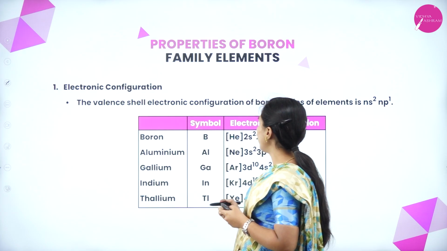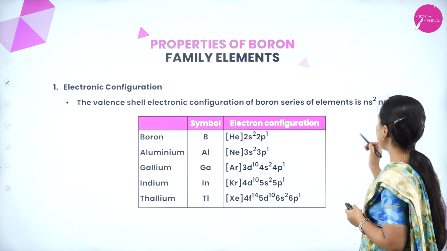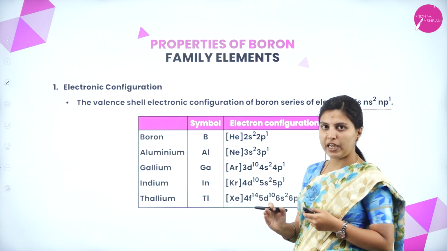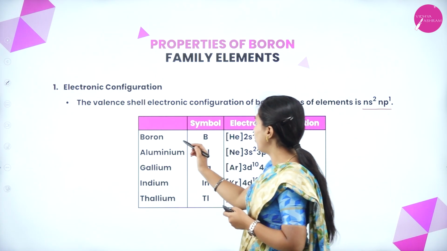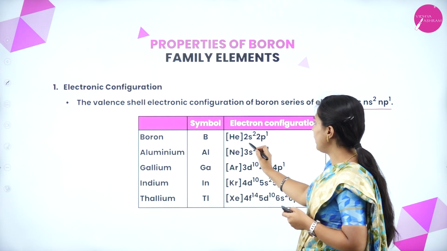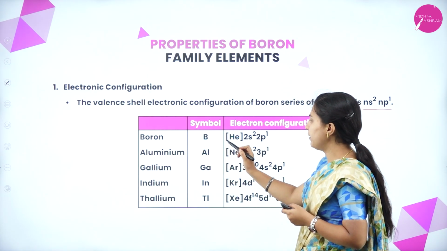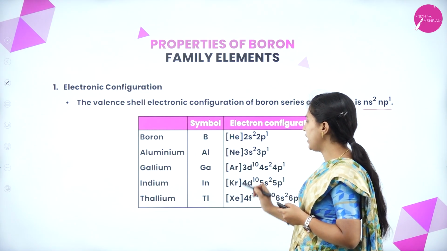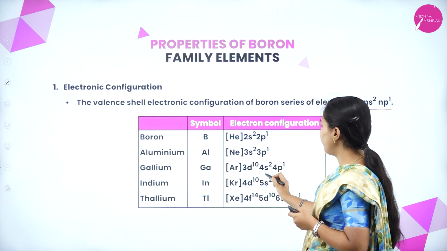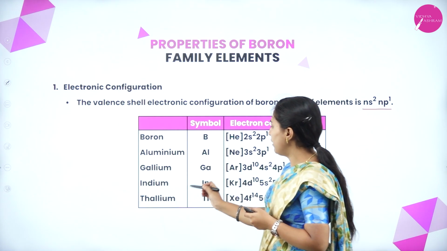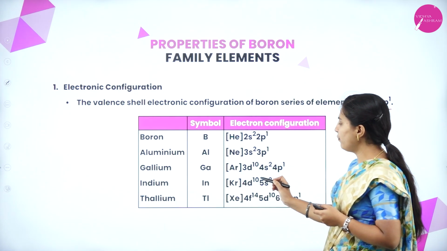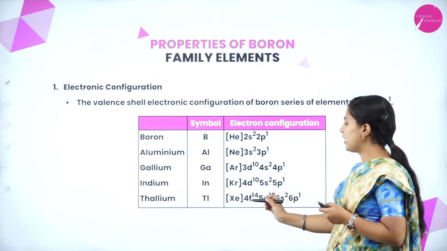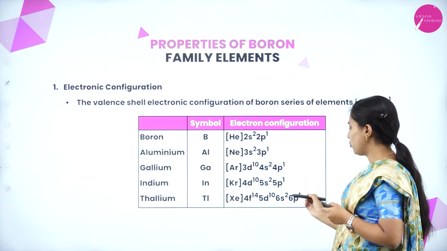The valence shell electronic configuration of boron family elements is ns2 np1. 3 valence electrons will be present, as we have discussed. That is, boron, symbol B, after helium 2s2 2p1; aluminium, Al, after neon 3s2 3p1; gallium, Ga, after argon 3d10 4s2 4p1; indium, In, after krypton 4d10 5s2 5p1; thallium, Tl, after xenon 4f14 5d10 6s2 6p1.